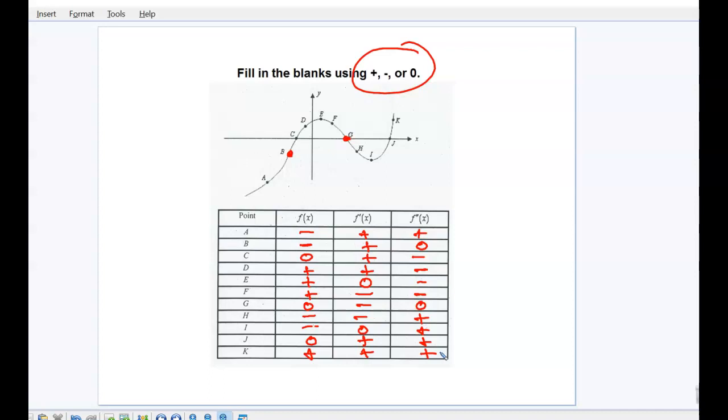So again, another application type question, being able to identify f, f prime, and f double prime off of a graph.